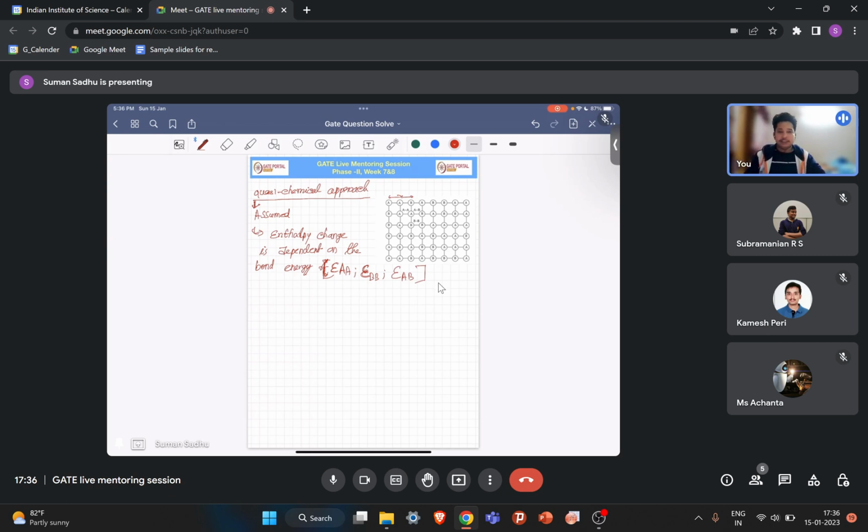So as assumed in this model, your enthalpy is totally dependent on the bond energy of your different bonds. So we can write H of mixing, basically H of solution, as P_AA, the probability of finding an A and A bond, times epsilon AA, plus the probability of finding a B and B bond times epsilon BB, and the probability of finding an A and B bond times epsilon AB.